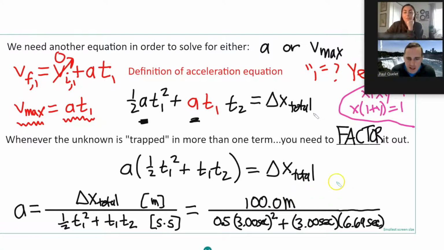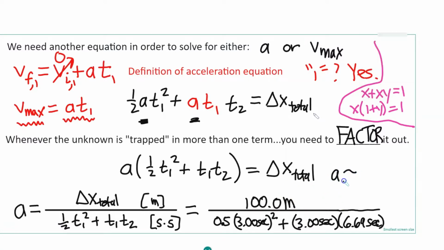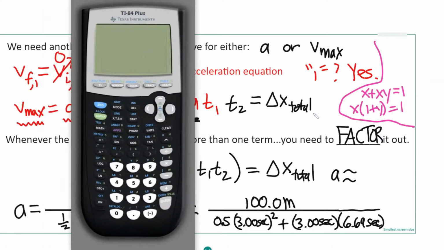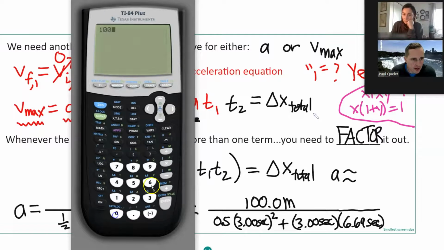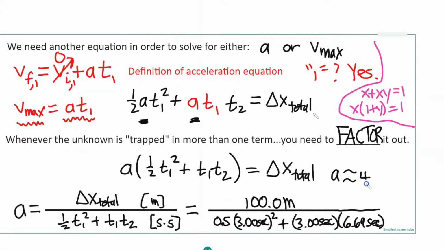So let's get this number for A. Calculator's out. We need to take 100 and divide that by 0.5 times 3 squared plus 3 times 6.69. Let me know when you get an answer. That's what I got: 4.07. What's the units? Meters per second squared. Good. So that's one of our answers.